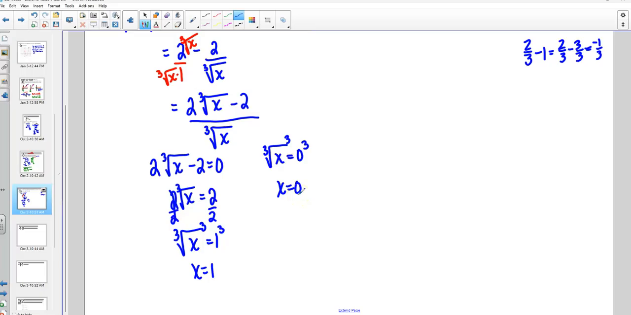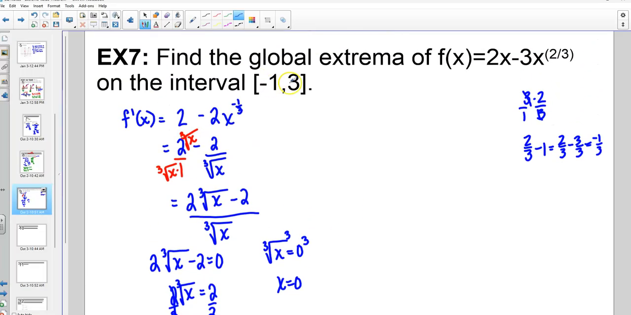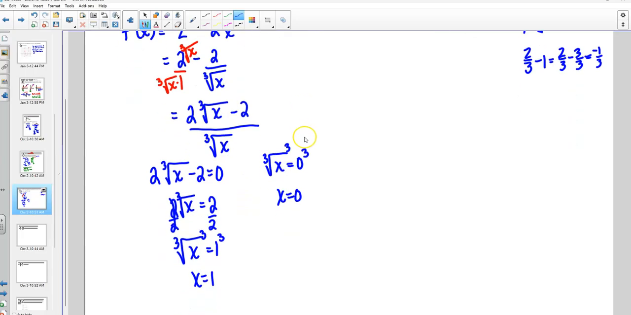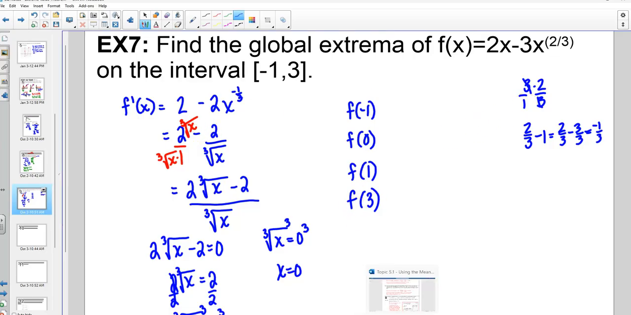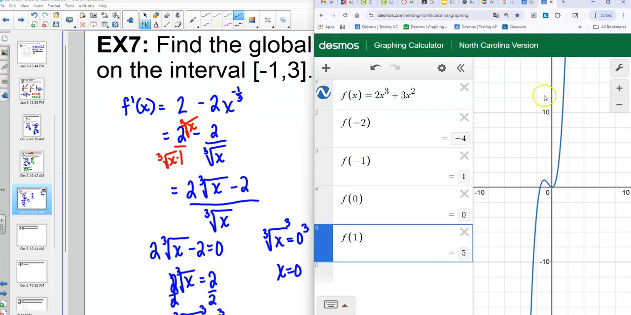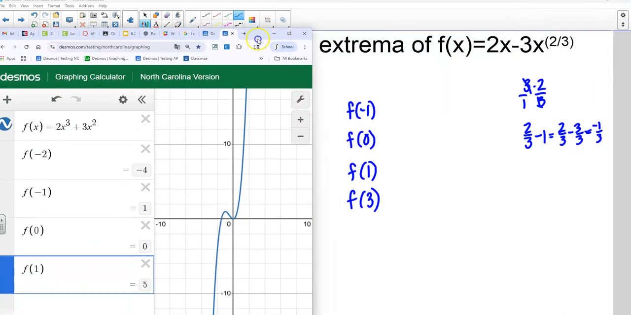So my candidates that I can test here are 1, 0, -1, and 3, right? So I will be finding f of -1, f of 0, f of 1, and f of 3. It really doesn't matter what order you list them in. I like to go least to greatest for those numbers. I really probably should make you do this by hand, but we are totally out of time right now. So let's do this really quickly.